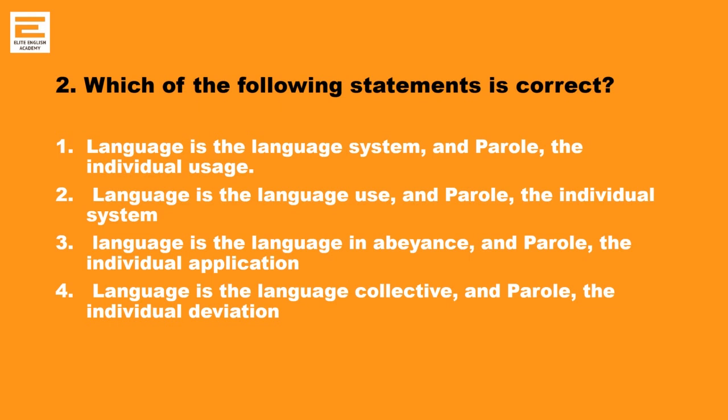Langue is the language system. So the first part is correct. And parole, the individual usage. So language is available, common for everyone, and parole depends on individual usage. As mentioned earlier, it depends on the individual's mood, tone, etc. So the answer is the first option itself: langue is the system and parole the individual usage. If you become familiar with these two concepts, langue and parole, proposed by Ferdinand de Saussure, so what is what, then this question is easy.